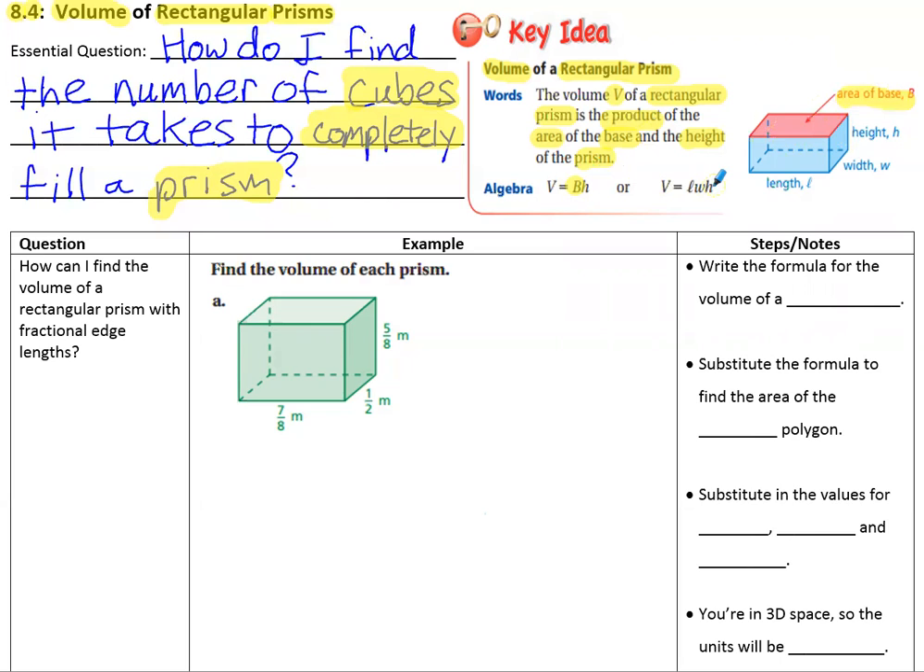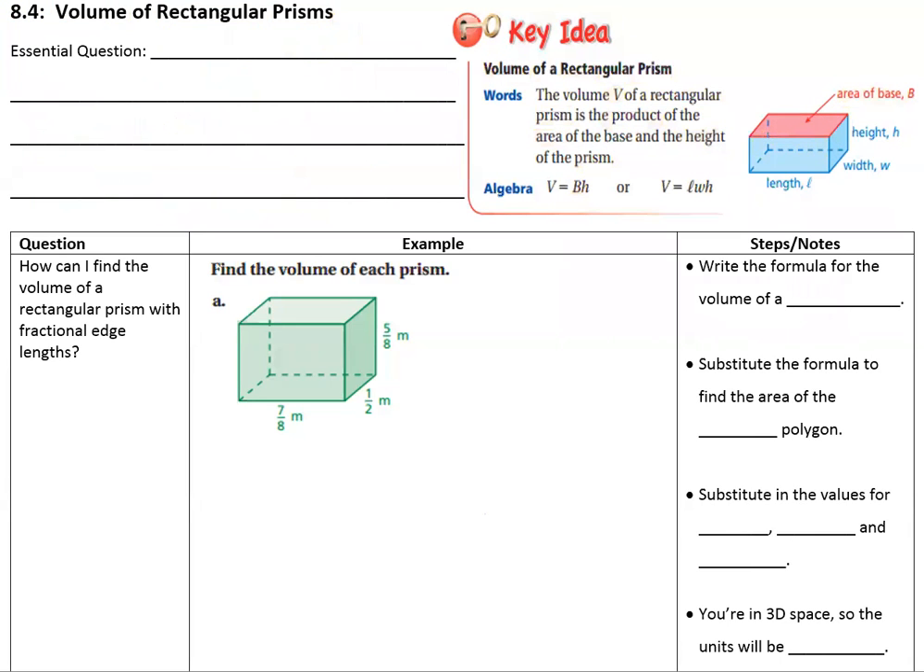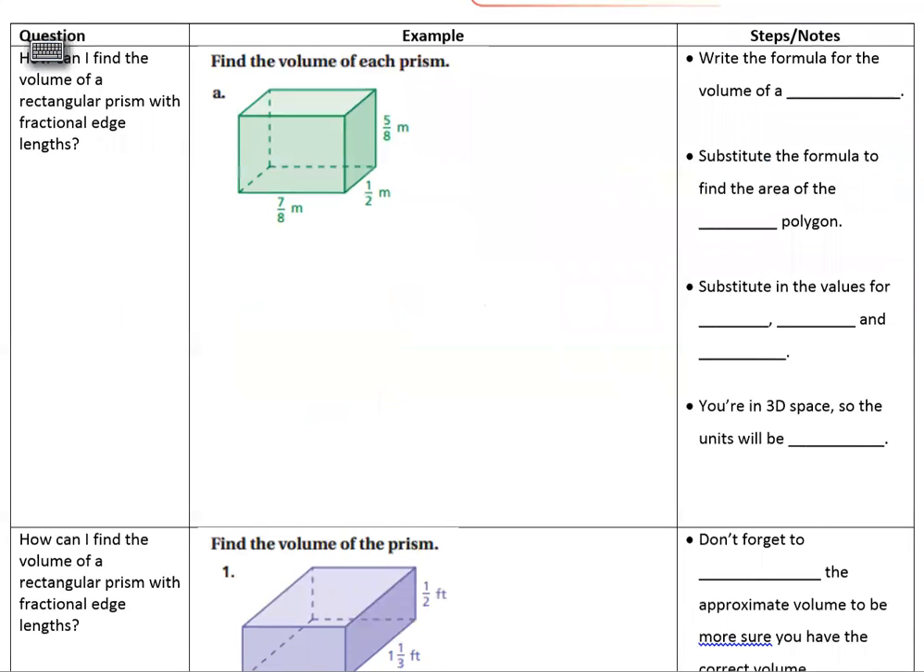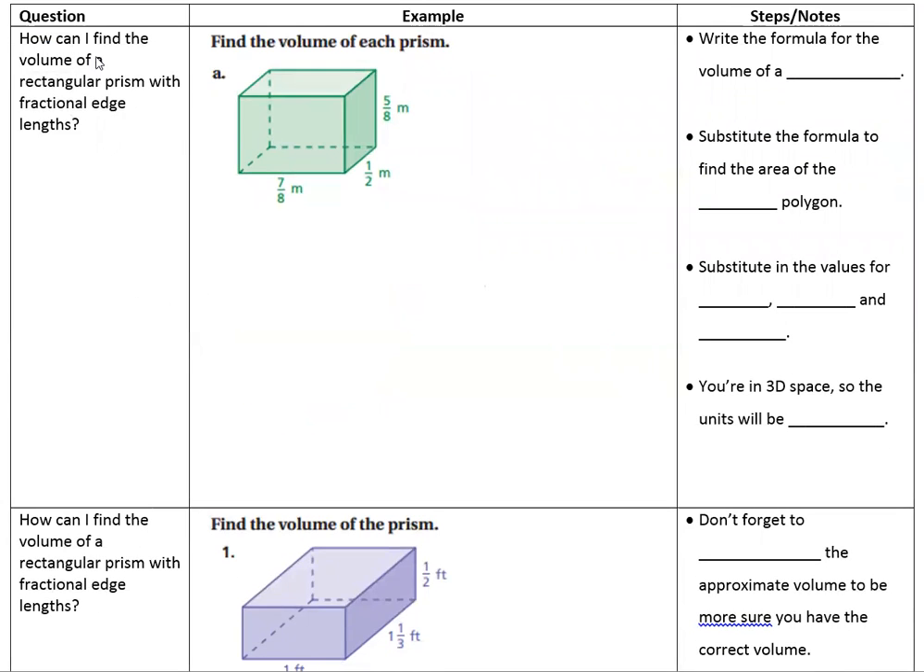Now, if it's a rectangular prism, what is the formula to find the area of the base? What is that formula? It's length times width. So notice from this first formula that has the capital B, which stands for area of the base, they got to this formula where they replaced the capital B, substituted with length times width. All right, let's take a look at an example, and you're going to totally get this because I just know that you will. Question: how can I find the volume of a rectangular prism with fractional edge lengths?